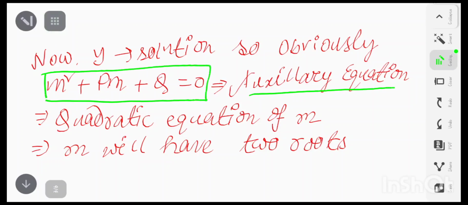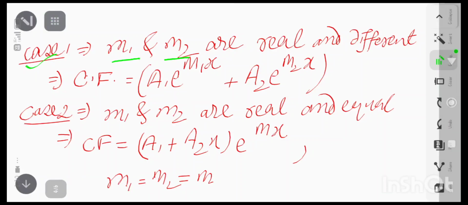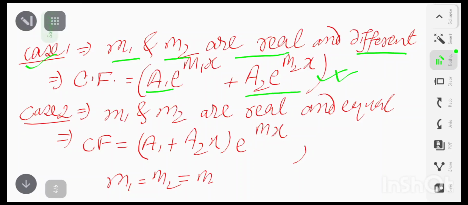It is a quadratic equation of m. So you will get m having two roots. Okay, so if we take different cases, that is the different values of m, we will get different solutions. So in case 1, m1 and m2 are real and different, and we will get the complementary function as this. In case 2, m1 and m2 are real and equal.